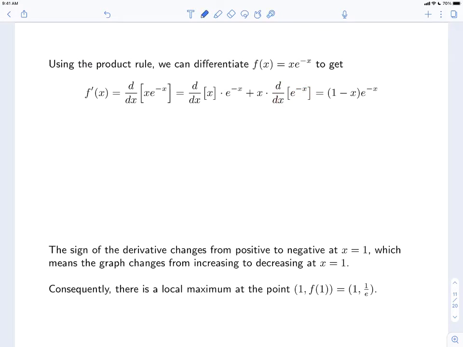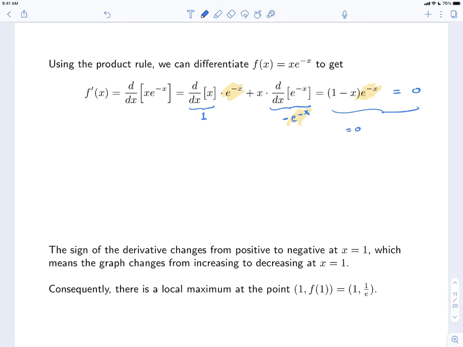Now the derivative of x is just 1, and the derivative of e to the negative x is negative e to the negative x. So notice that there's an e to the negative x here and another one here. So if you factor that out, you'll be left with 1 minus x. And we can see that this is equal to 0.